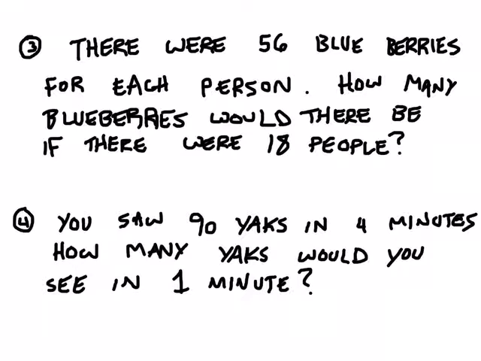Number 3, there were 56 blueberries for each person. How many blueberries would there be if there were 18 people? There are some shortcuts here, but the first thing I'm going to point out is this word each. Each is 1. So each one person. So here I can tell I've got a unit rate. There were 56 blueberries for one person. 56 blueberries, one person. How many blueberries would there be if there were 18 people?